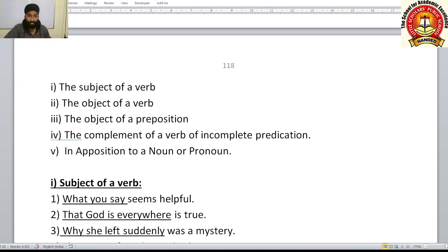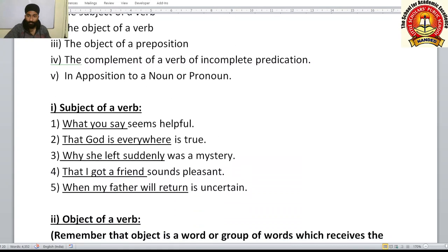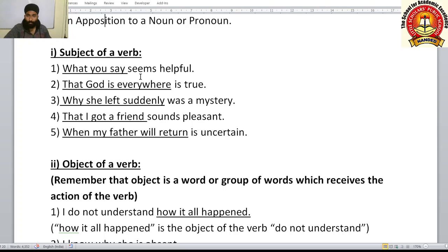So let us understand in more detail the subject of a verb. What you say seems helpful. Here you see in this sentence, what you say is the subject of the verb seems. What seems helpful? If you want to identify a noun clause, you ask the question with what along with the main verb. Seems what? What you say? What you say seems helpful. Okay, what seems helpful? What you say. This seems helpful.